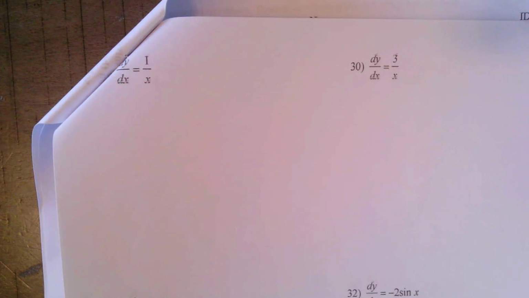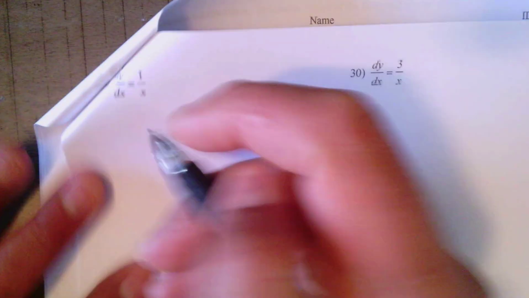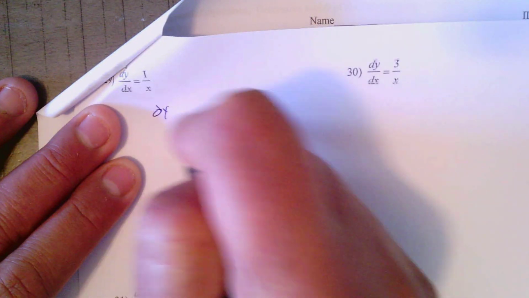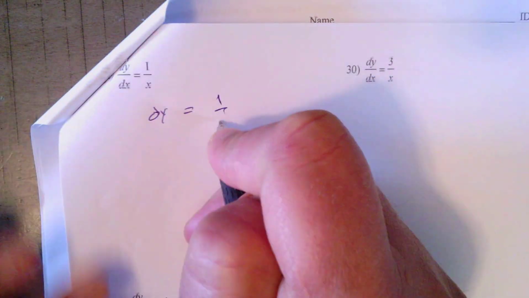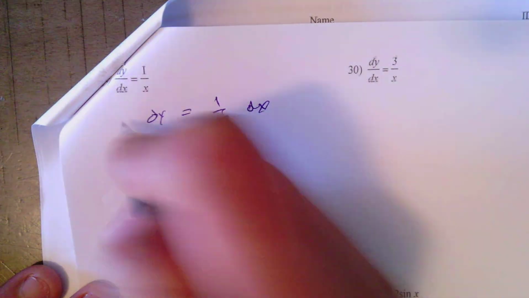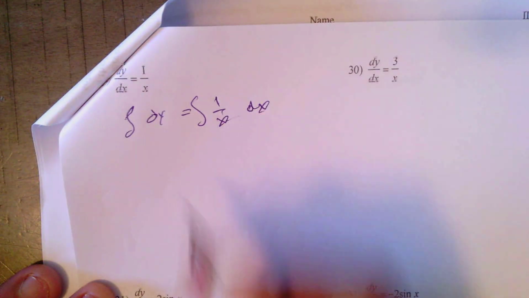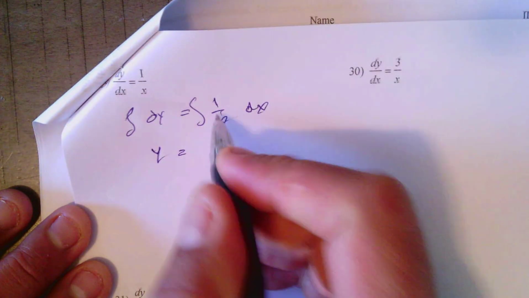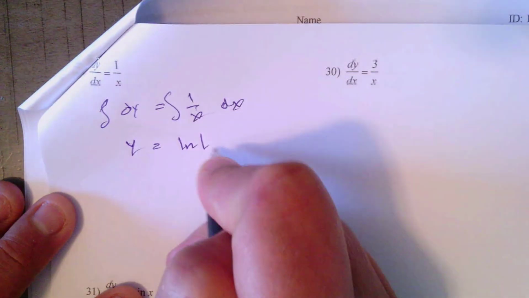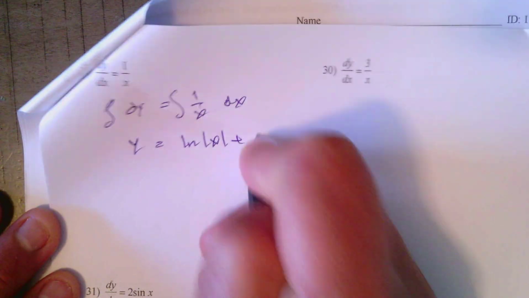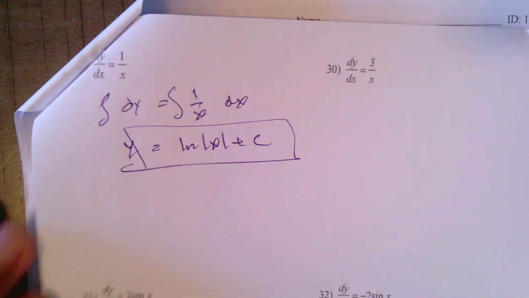Okay, 29, we have dy dx is equal to 1 over x. First thing I want you to do is to separate the dy's and the dx's. So we're going to write this as dy is equal to 1 over x dx. You know the drill, integrate both sides. On the left, we get y. On the right, what is the integral of 1 over x? It's going to be natural log of the absolute value of x. And again, don't forget the plus c.